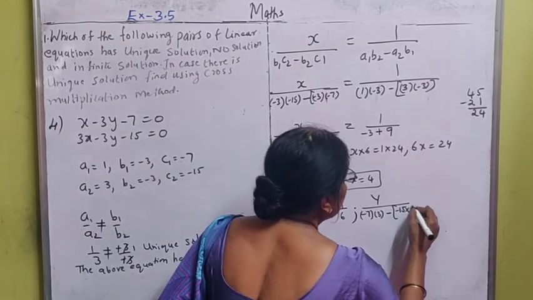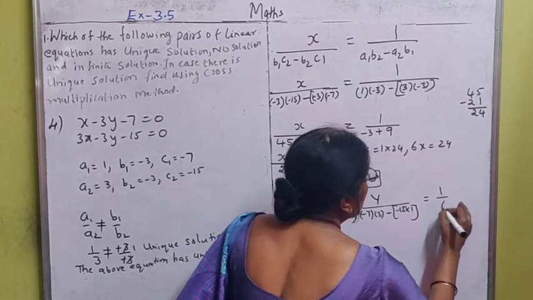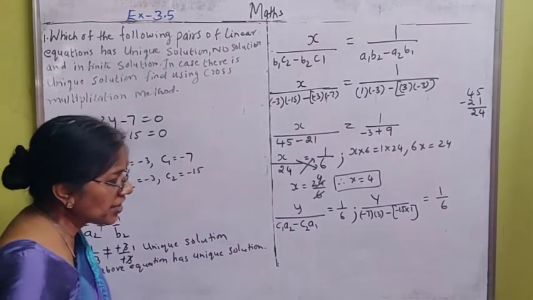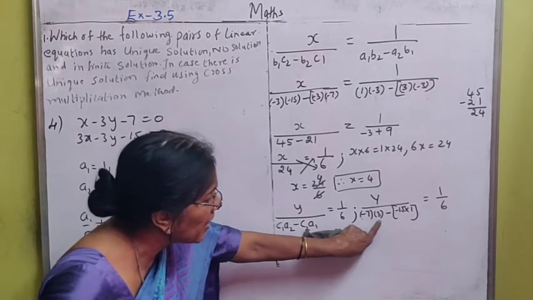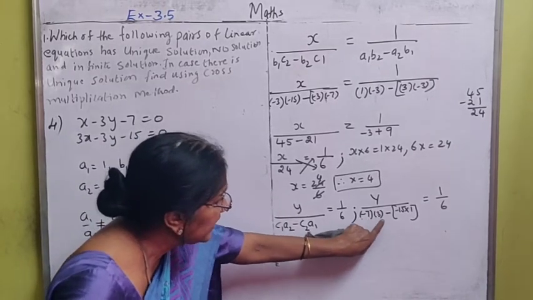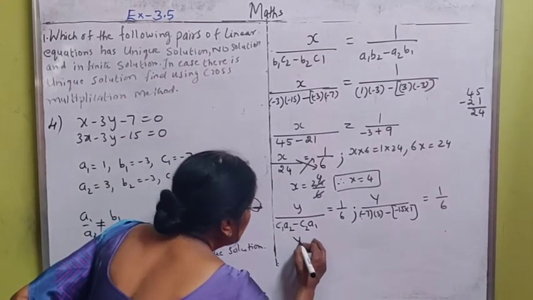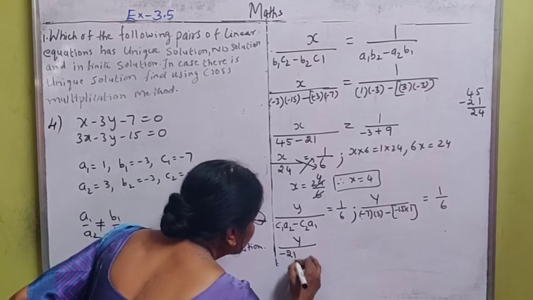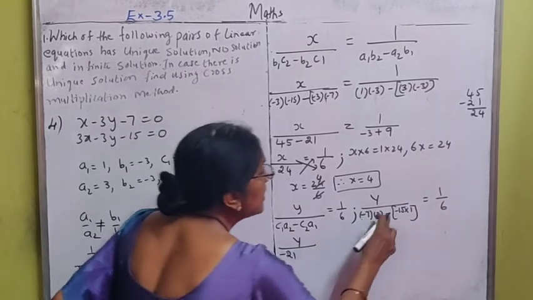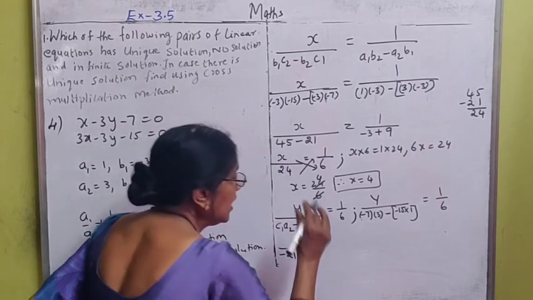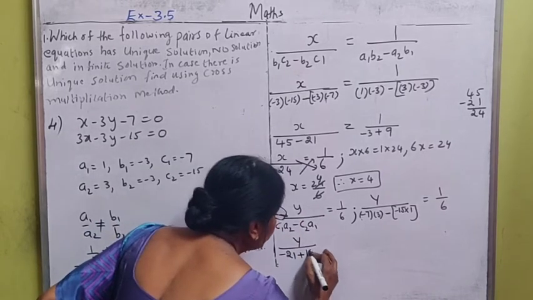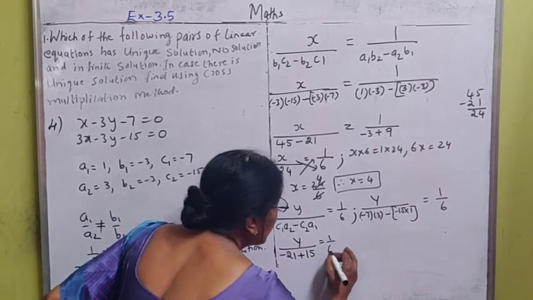Minus 15 into 1, bracket over, is equal to 1 by 6. Now what shall I do? Minus into plus is minus. 7 3s are 21. So y divided by minus 21. Minus into minus is plus. 15 1s are 15, is equal to 1 by 6.